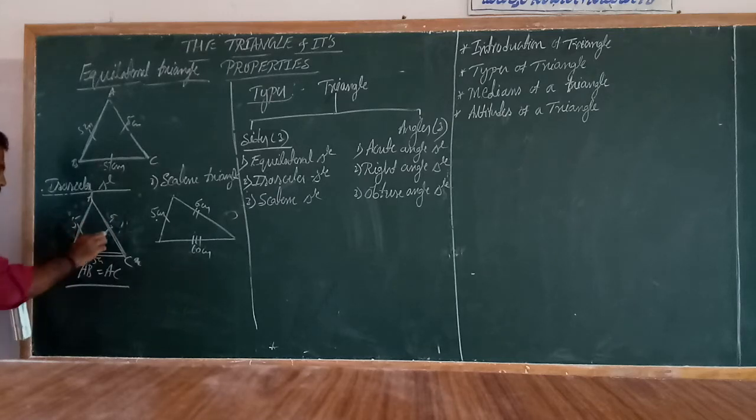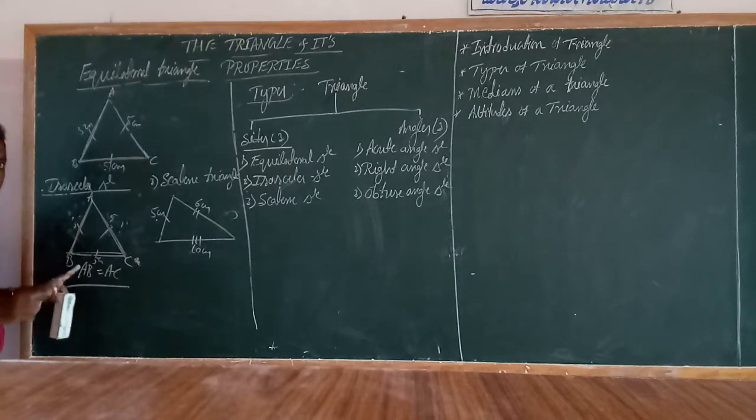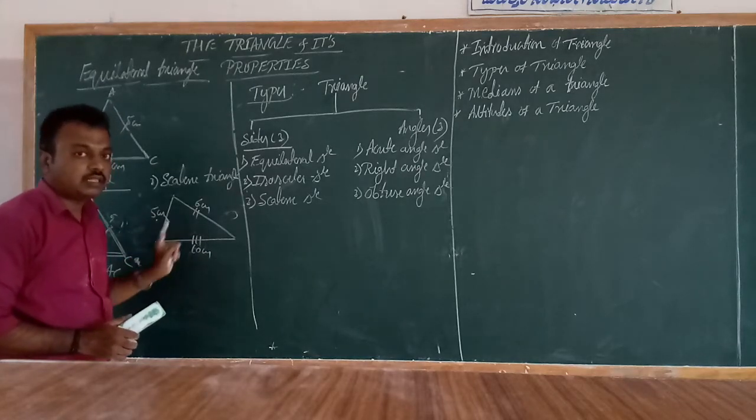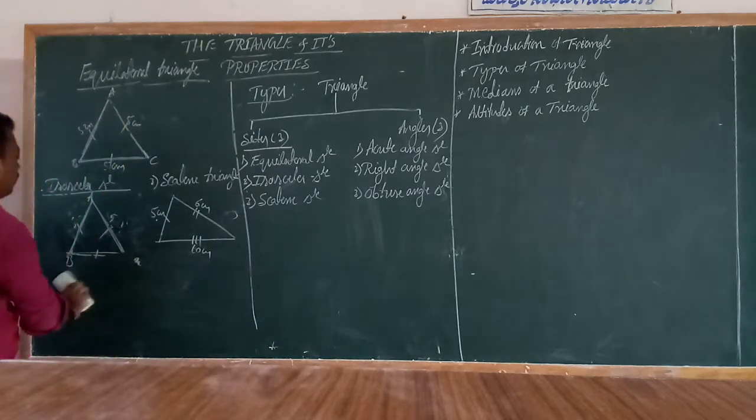Okay, so any two sides, or this one, BC is equal to 5 cm and AC is equal to 5 cm. Any two sides are equal, then it is called an isosceles triangle. In a scalene triangle, all sides are unequal.